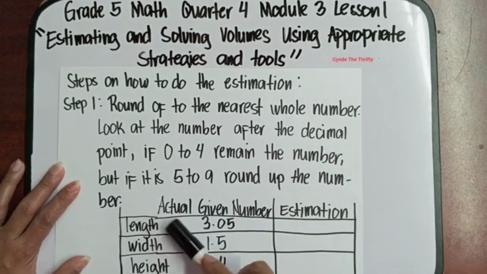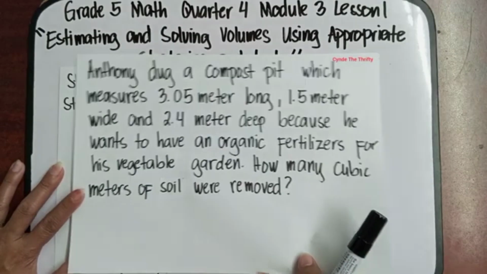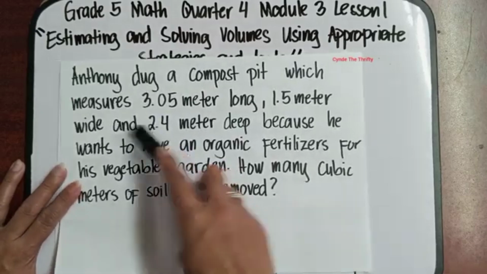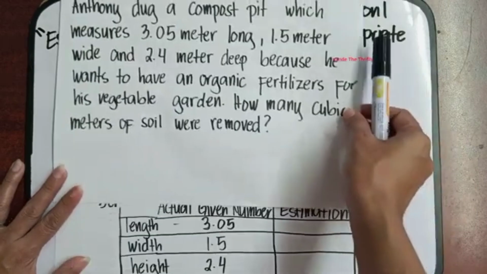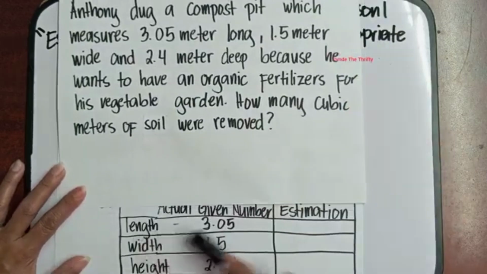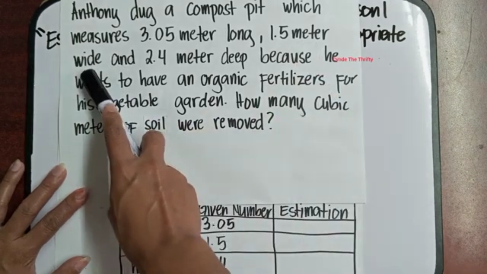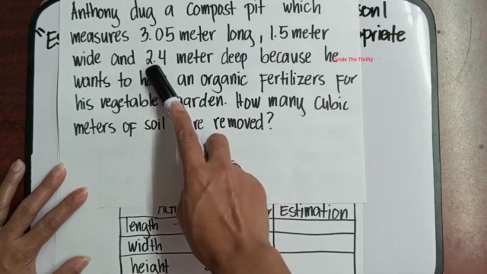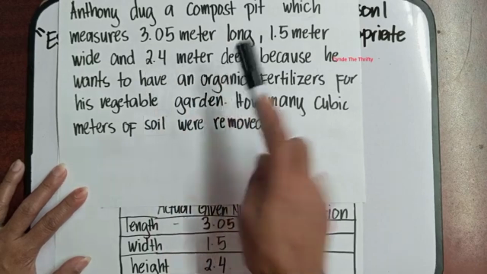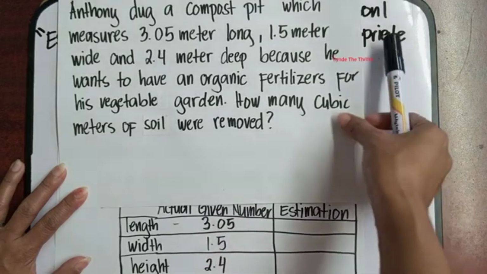Ngayon is meron tayong actual given number base sa ating problem. So, ang problem natin again is ito. So, meron siyang 3.05 meter long. Ibig sabihin long, ang kanyang length is 3.05 meter. And then, 1.5 meter wide, ibig sabihin width. So, ang kanyang width is 1.5. And then, 2.4 meter deep, ibig sabihin kung gaano siya kalalim, ang kanyang height is 2.4. So, ito yung given natin. Ito yung actual given number natin.